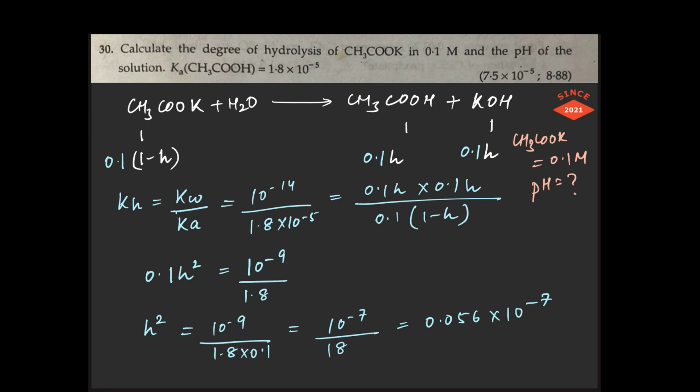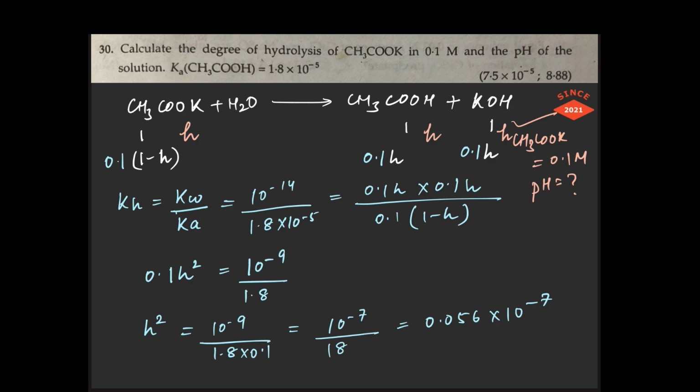Now the equation for the hydrolysis of potassium acetate is: potassium acetate plus water forms acetic acid and potassium hydroxide. From the stoichiometry of the equation, 1 mole of potassium acetate hydrolyzes to give 1 mole of acetic acid and 1 mole of potassium hydroxide. If the degree of hydrolysis is h, then h moles of potassium acetate will hydrolyze to give h moles of acetic acid and h moles of potassium hydroxide.